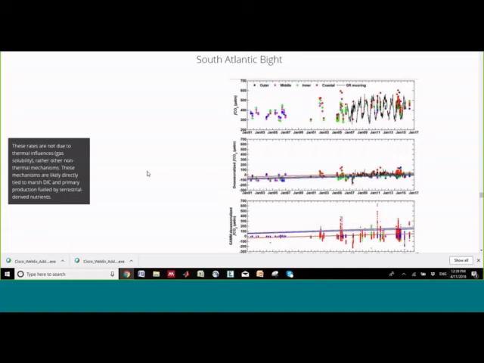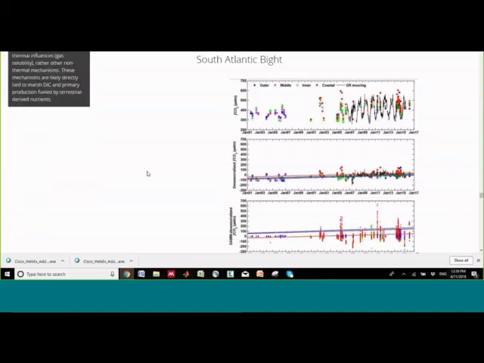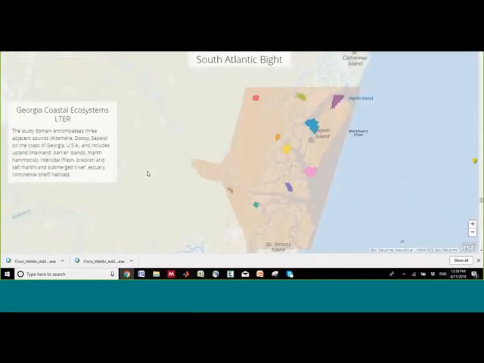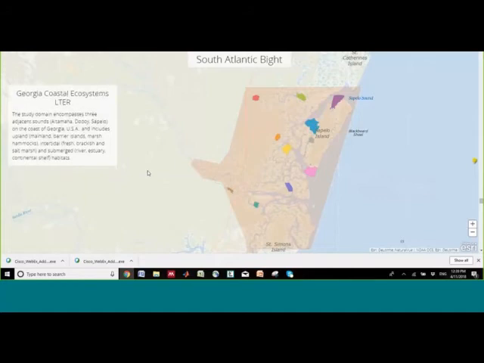So that leaves terrestrial influence, and we really need to get more into the understanding of what's going on in coastal marshes. So that's where the Georgia Coastal Ecosystems Long-Term Ecological Research comes into play.